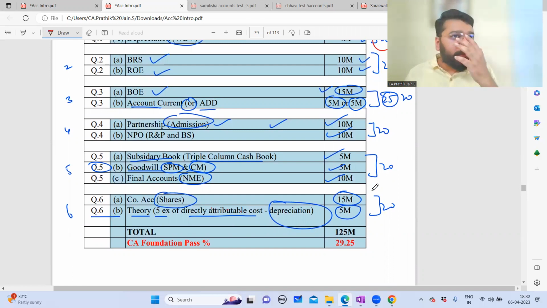Before 2018, we didn't have foundation. We had something called the CA CPT. It was MCQ. Accounts also was MCQ. Kaun Banega Crorepati? They'll give 1 question, 4 options.